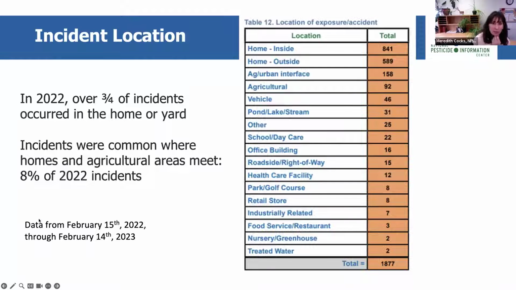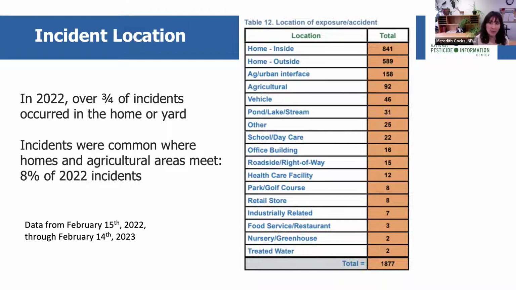Incident location can provide good information for a data search and a good way to understand the patterns of things we're seeing. So as you can see here, over three-quarters of incidents that we heard about in 2022 occurred either home inside or home outside. So that means inside the home or in the yard or garden. And that is not surprising considering our main audience is the general public.